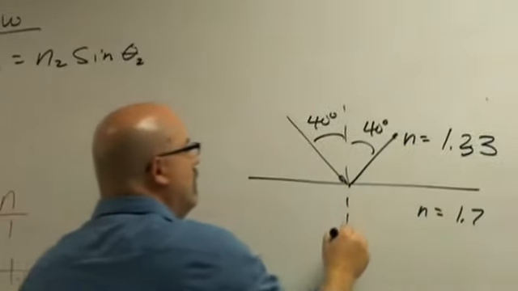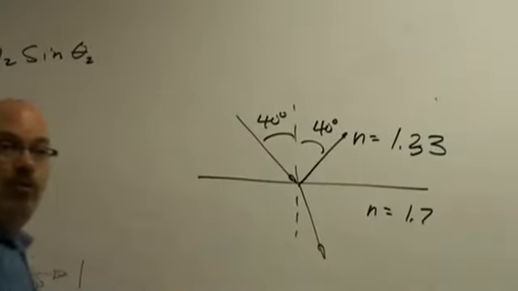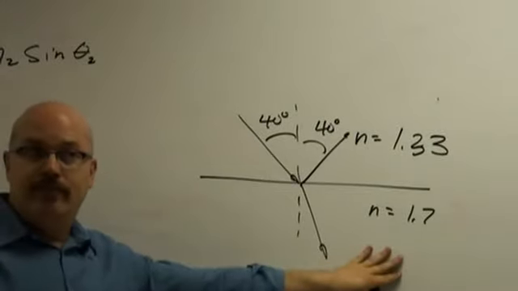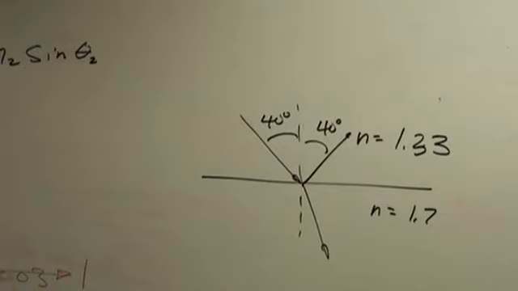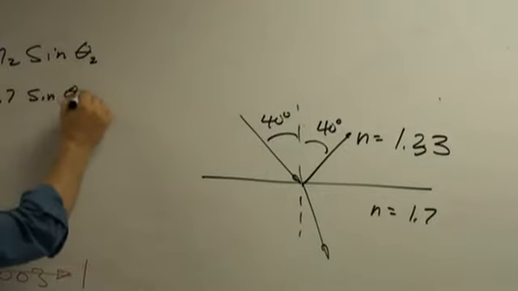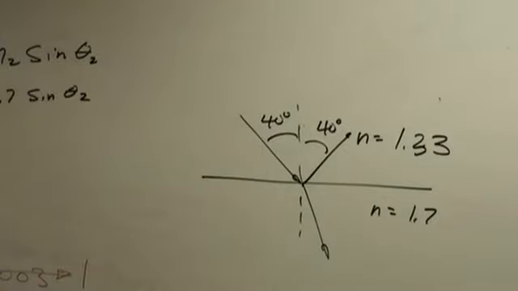Fastest now, so towards the north. So it's going to be closer to the normal, right? Because it's going to slow down. So we expect an angle less than 40. So all we do is just plug in. I'm coming from water at an angle of 40 degrees. I'm going to glass, 1.7, at an angle of, I don't know. And I shall find out.